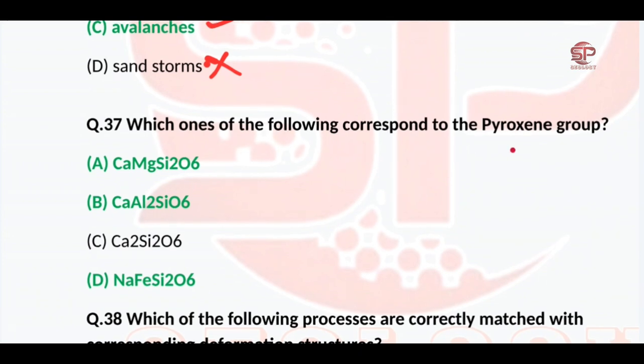Next, which one of the following corresponds to the pyroxene group? CaMgSi2O6, it is diopside, it is a pyroxene group. Then CaAl2SiO6, it is a very rare pyroxene. Then it is a pyroxenoid. Then NaFeSi2O6, it is aegirine, it is a pyroxene. So A, B and D.